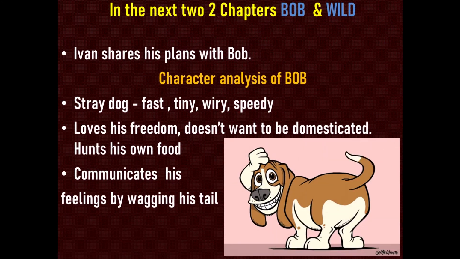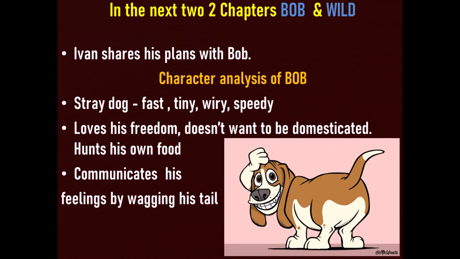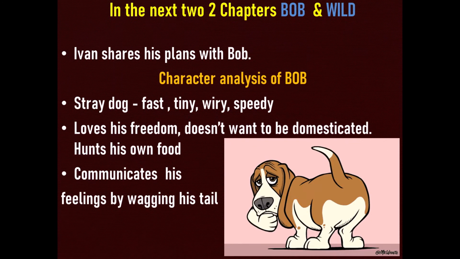In the next 2 chapters titled Bob and Wild, Ivan shares his plans with Bob. Bob tells Ivan that the problem is not Ivan's appetite. These 2 chapters, children, tell us a lot about Bob. So let's try to do a character analysis of Bob.